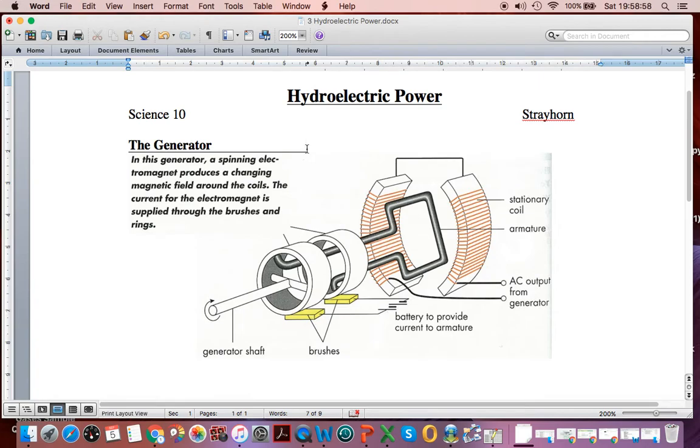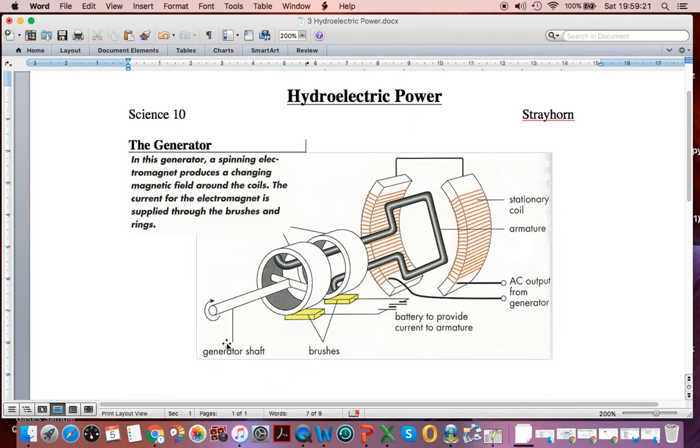All right, you can see this is a set of notes on hydroelectric power, and that's important for this section on electromagnetism, and it's also important for our next section, which will be on how we use electricity in our house. So here is a diagram of a generator. You have to be able to sketch this and label it, so this is something you're going to have to commit to memory.